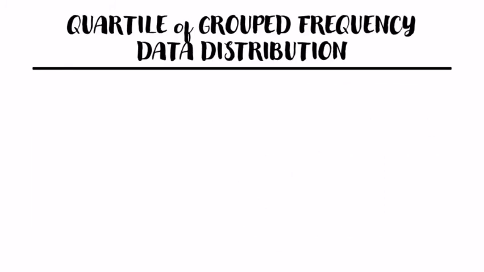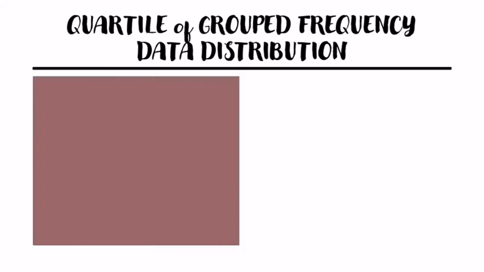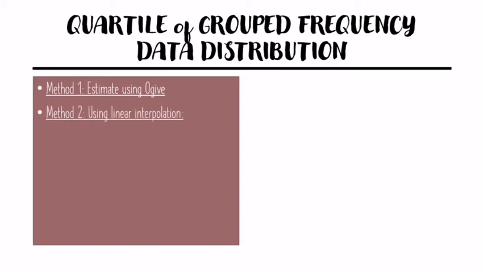So, quartile for grouped frequency data distribution. Method 1: estimate using ogive. The second method is using linear interpolation. For linear interpolation, this is the formula.